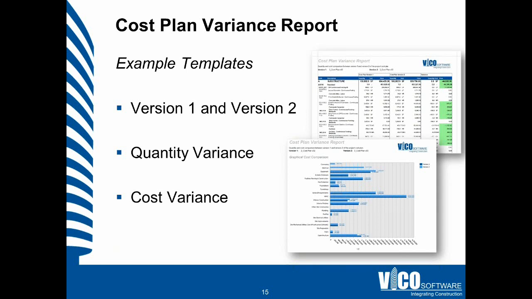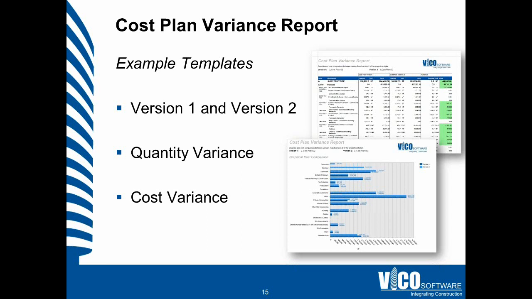The next report that I'd like to share is a cost plan variance report. Cost planner allows you to save snapshots or versions of your cost plan while you are evolving, while you're developing your cost estimate. And that then allows you to compare versions to each other.